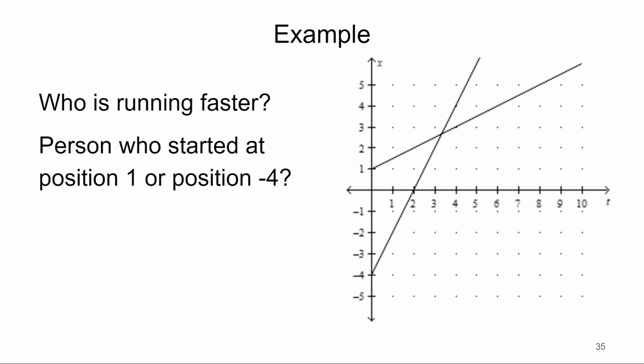So in this example, we're going to ask ourselves, who's running faster? The person who started at position 1 or negative 4? Well, remember, the speed and velocity depends on the slope. So the greater the slope, the greater the velocity. And that would be the person who starts at negative 4. Definitely has a much more noticeably increased slope and definitely gets past that first runner pretty quickly.